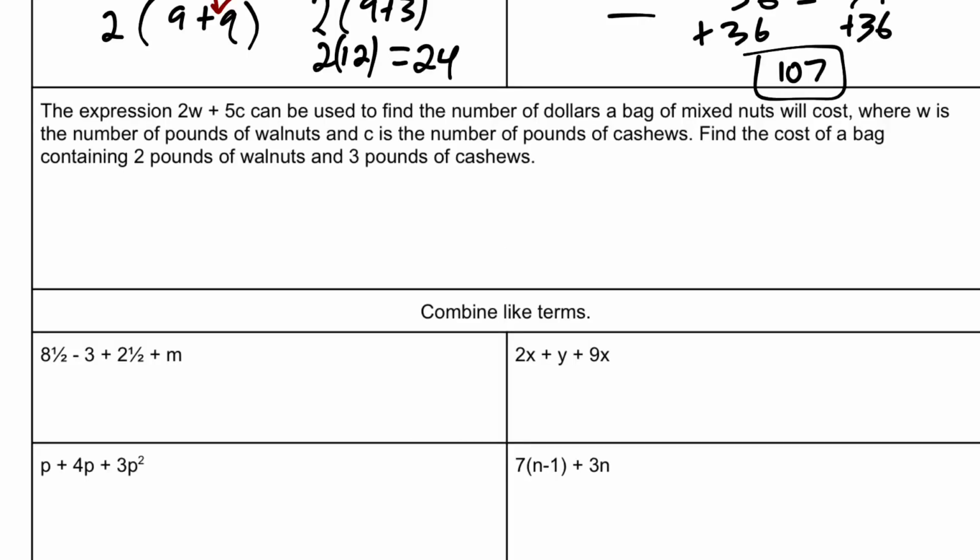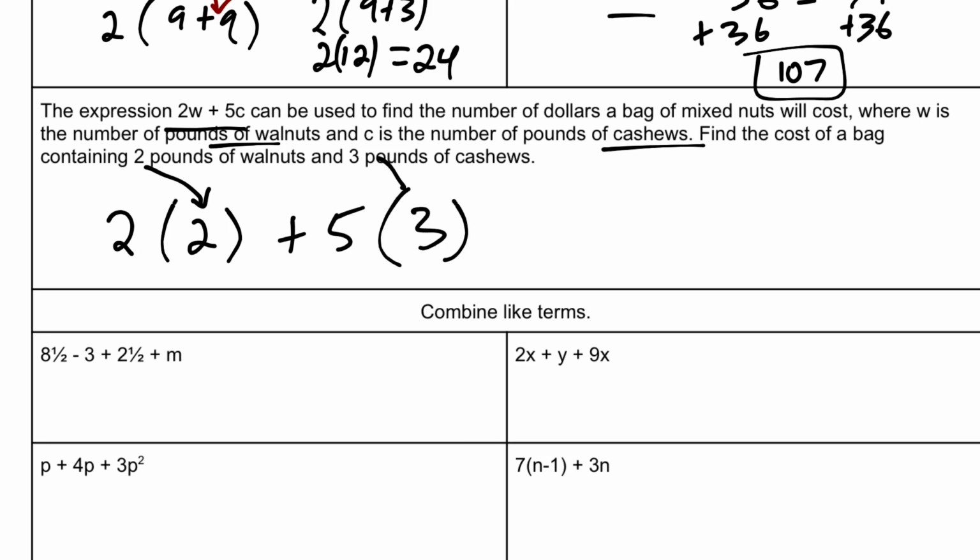Here we have an expression 2w plus 5c. They tell us w is the number of pounds of walnuts, and c is the number of pounds of cashews. So what we do here is we plug in a 2, because there are 2 pounds of walnuts, and a 3, because there are 3 pounds of cashews. And 4 plus 15 is $19.